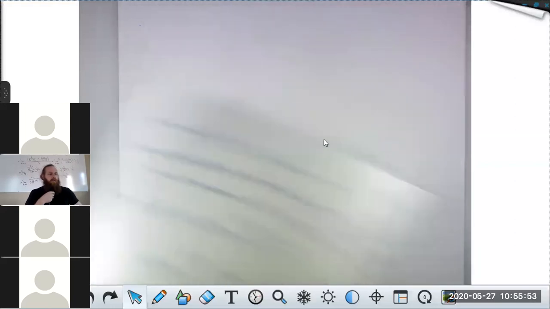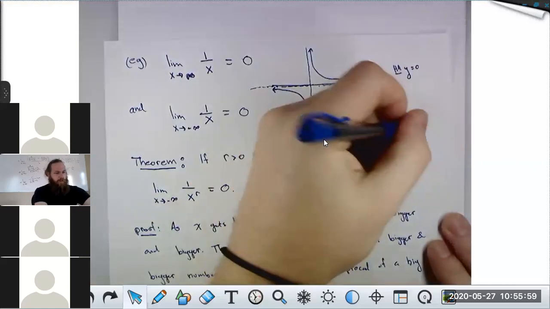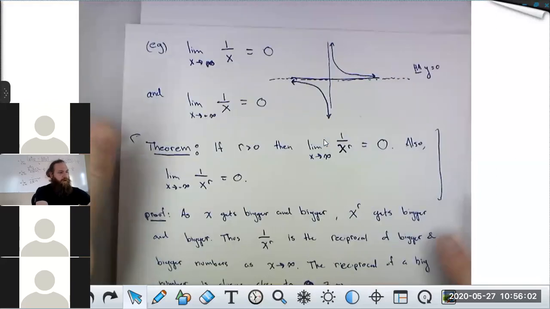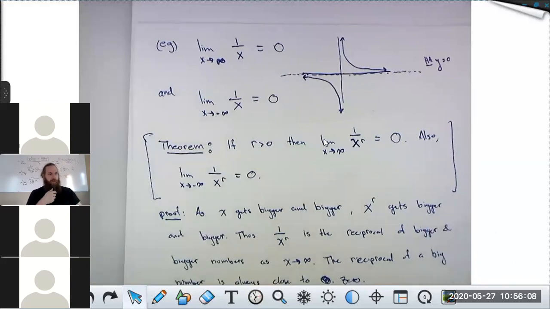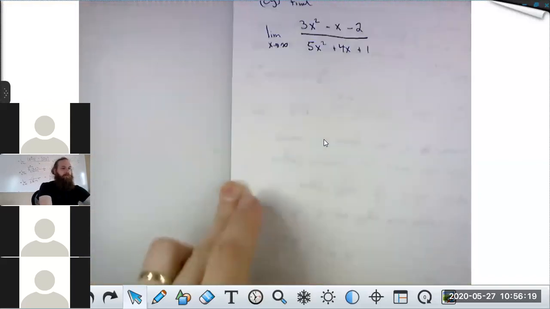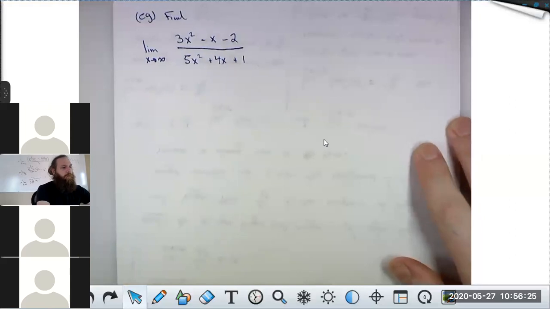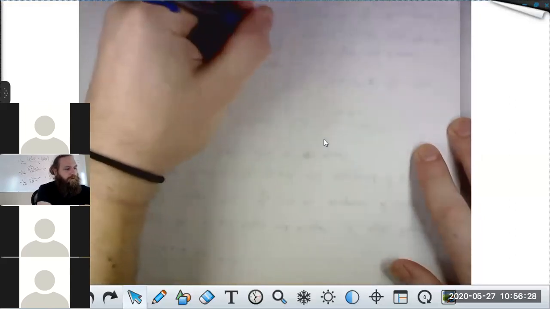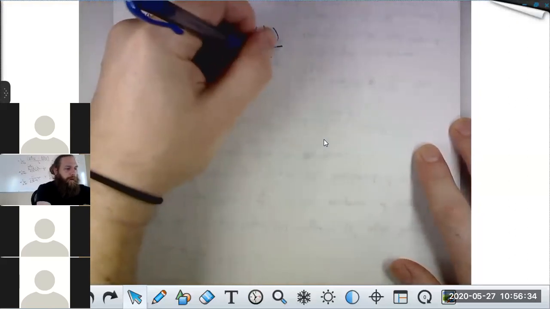The main idea is to try and make something like what I have in my theorem here show up. And the trick to making stuff that looks like this show up is to divide top and bottom by the largest power of x you see anywhere. This is a trick that's going to come back in Calc 2 when you talk about limits of sequences. So what I'm going to do here is multiply by 1 over x squared, top and bottom. I'm going to divide the top and the bottom by x squared.